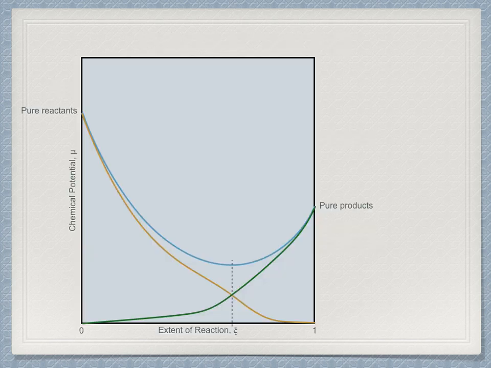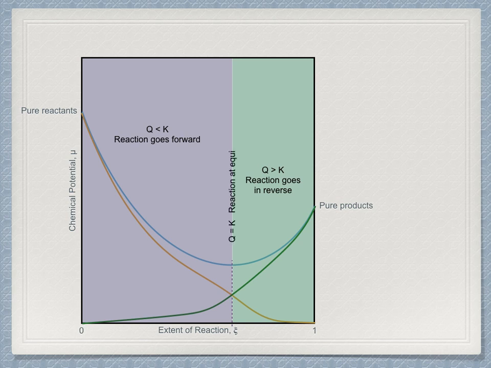We can reach the same conclusion by comparing Q to K, the equilibrium constant. When Q is less than K, the reaction is somewhere on the purple side, and the reaction will spontaneously go forward. When Q is greater than K, the reaction is somewhere on the green side, and the reaction will spontaneously go in the reverse direction. When Q equals K, the reaction is at equilibrium. The difference in Gibbs energy between the products and reactants, delta G reaction, equals 0.